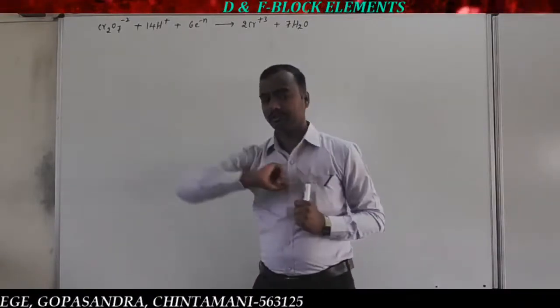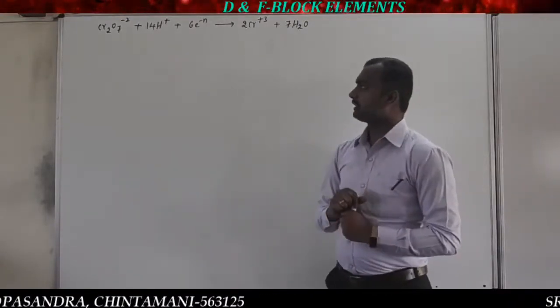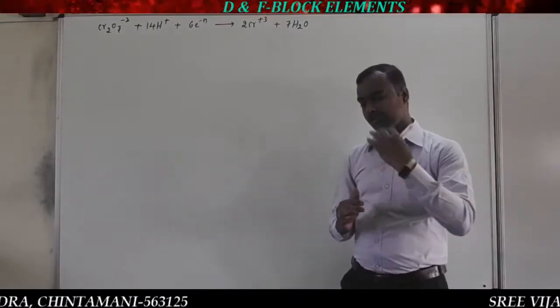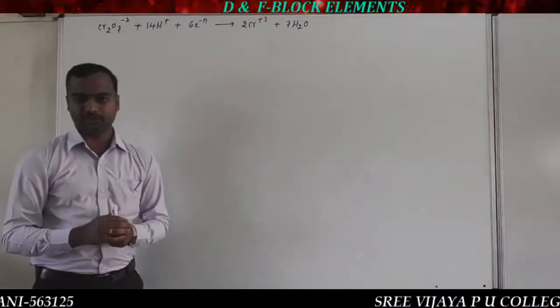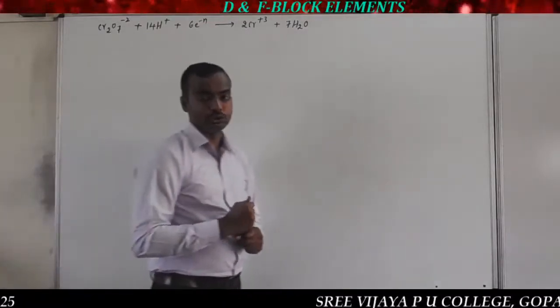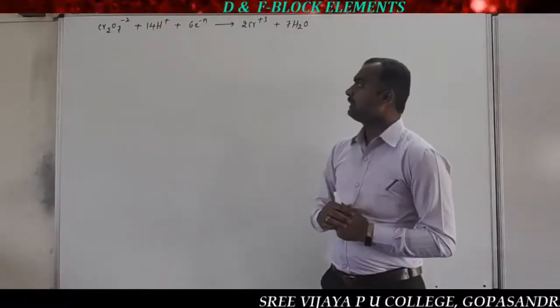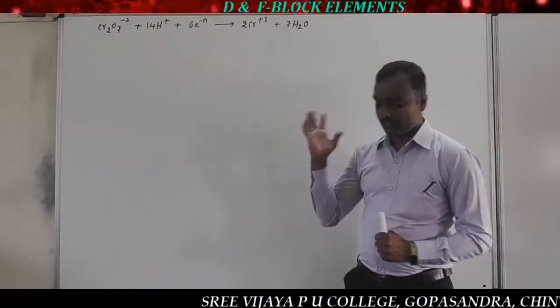In our syllabus, the oxidizing property is explained only in the acidic medium, but potassium permanganate reacts in three media: one acidic medium, one alkaline medium, and one neutral medium. So how does the oxidizing property of potassium dichromate come about?